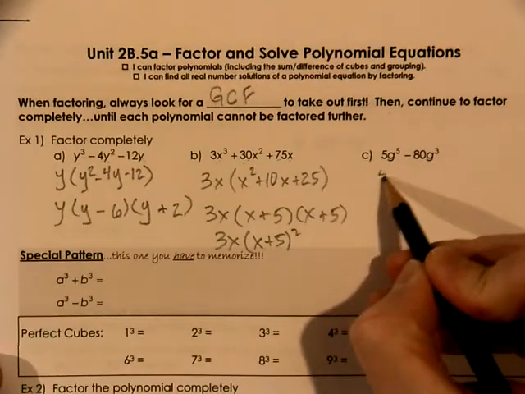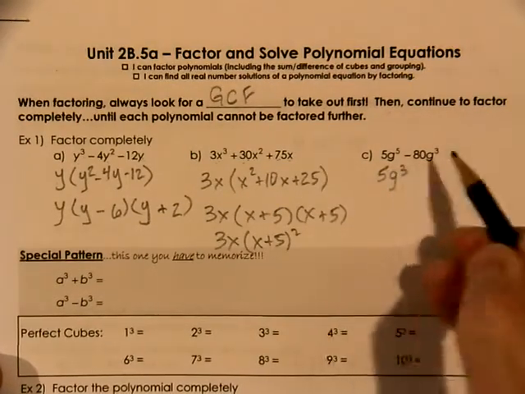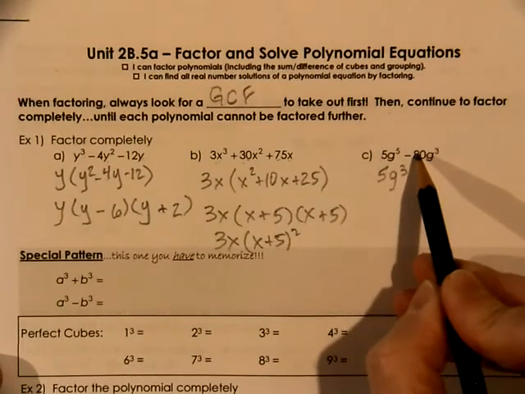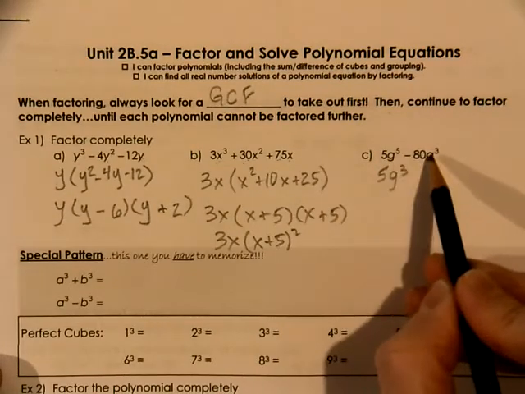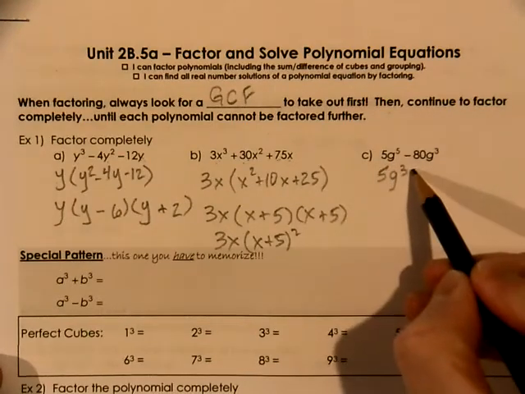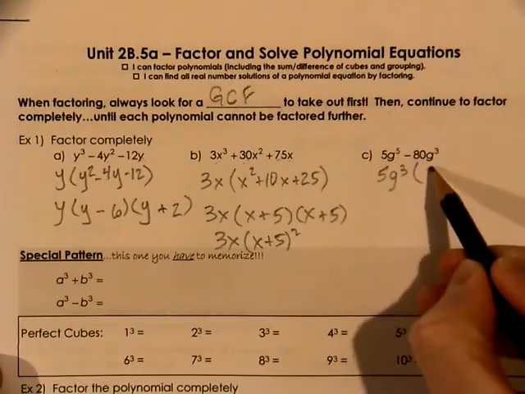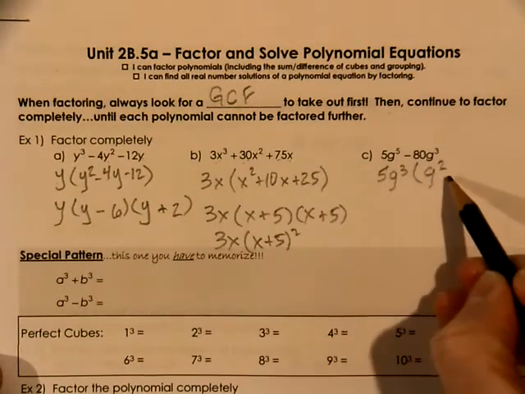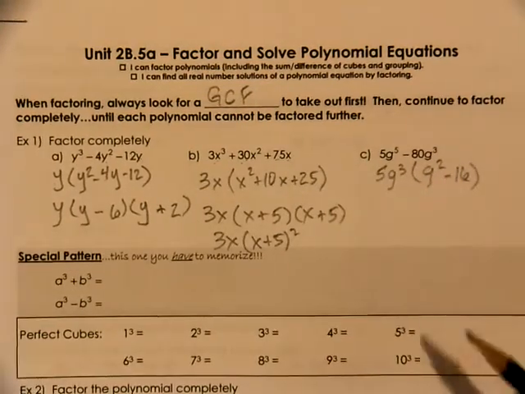So here we have 5g cubed. 5 can go into both of those, 5 and 80. And the smallest exponent is g cubed, so that's the maximum amount you can factor out as a GCF. So that leaves us with g squared minus 16.